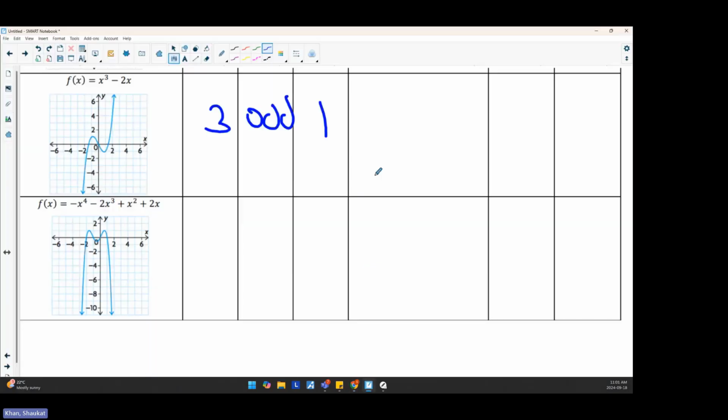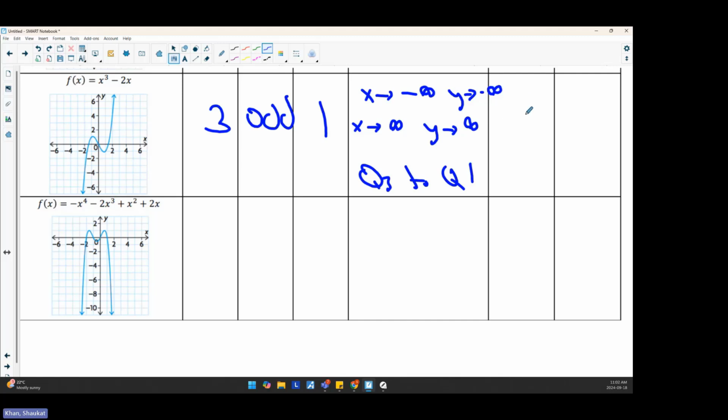End behavior. As x goes to negative infinity, what is y doing? If you start from the origin and go to the left, x is getting smaller and smaller. What's happening to the graph? It's going down, so y is also going to negative infinity. When x is going to positive infinity, meaning x is getting bigger and bigger, y is also getting bigger. It's going up, so y is going to positive infinity. This is quadrant 3 to quadrant 1.